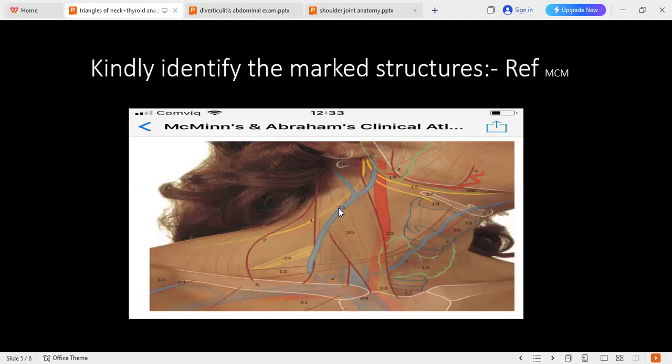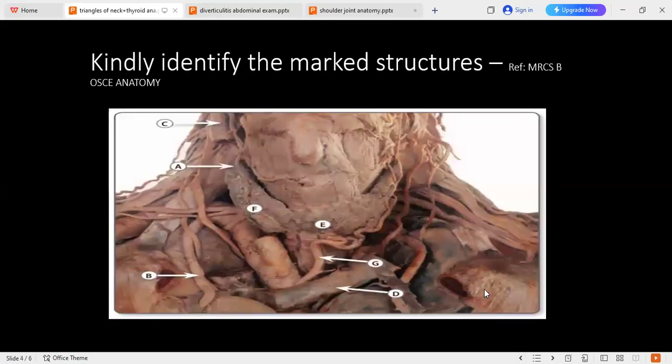Please tell me which nerve is located very close to the inferior thyroid artery? Recurrent laryngeal nerve. Yes. And which nerves are most commonly injured while doing thyroidectomy? Recurrent laryngeal nerve and superior laryngeal nerve, and vagus as well.